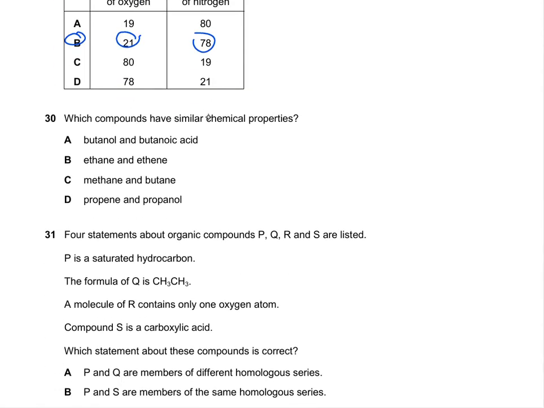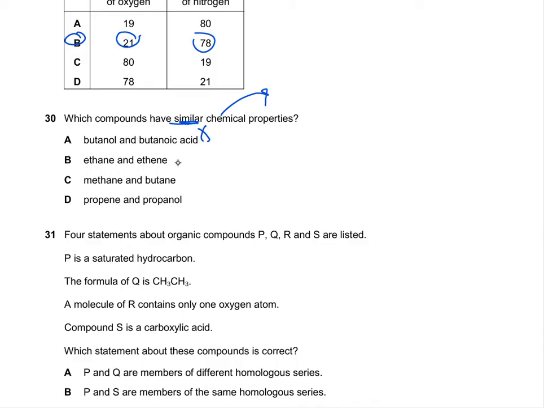Which compounds have similar chemical properties? Of course, the compounds in the same homologous series have the same chemical properties. So we need to choose two compounds which are in the same homologous series. So butanol and butanoic acid. No, butanol is an alcohol and butanoic acid is a carboxylic acid. So they are not in the same homologous series. So they do not have the same chemical properties.